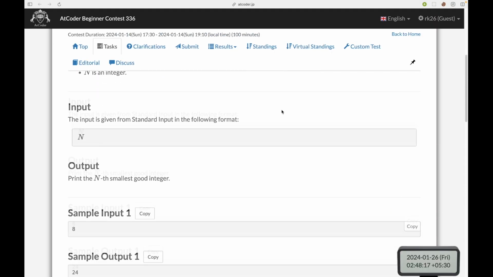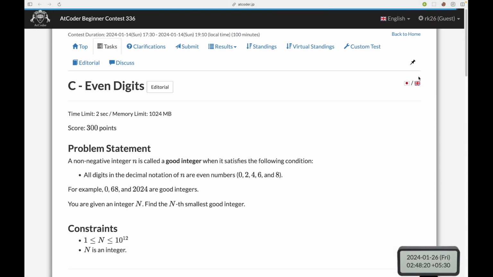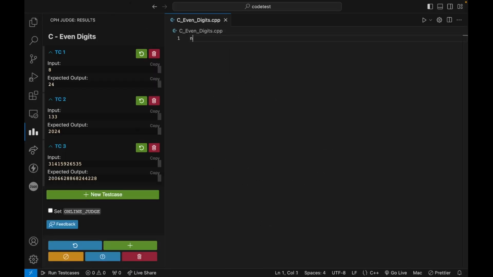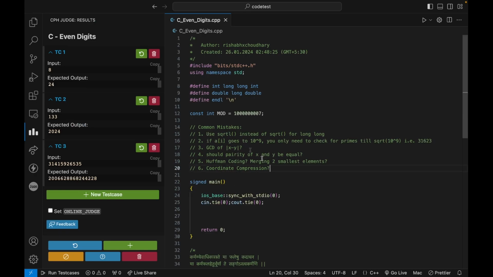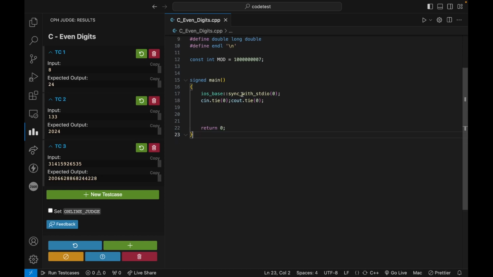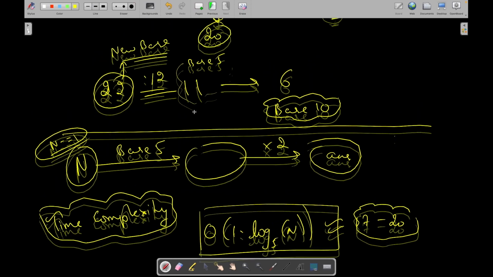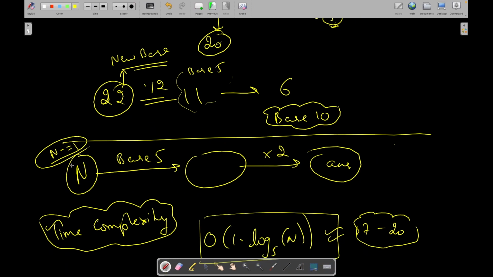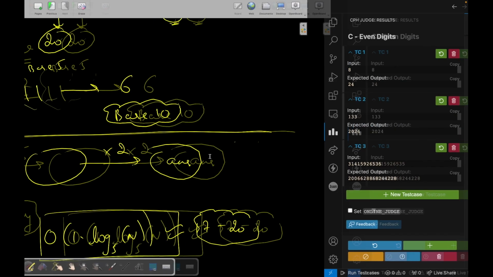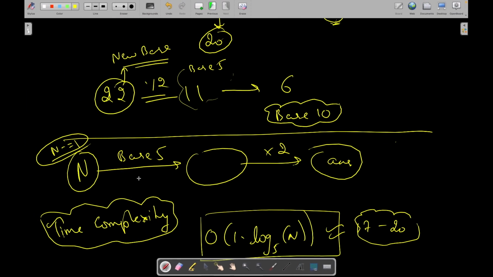Okay, so we have this problem here. Now let's create a new file. Yeah, and these are the test cases. I will use my template, and let's remove the unnecessary comments. First we have an integer n, and we want to find the nth term, right? In the algorithm, first we subtracted 1 because our indexing is 0 based, so n minus minus, and then I want to convert this number to a base 5 number.